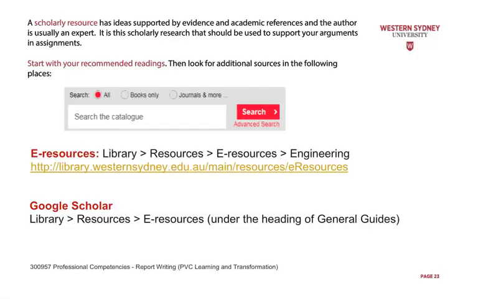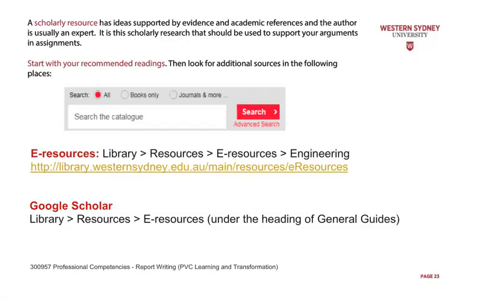When looking for articles to reference in your report, you'll want to use scholarly resources. A scholarly resource has ideas supported by evidence and academic references, and the author is usually an expert. It is this scholarly research that should be used to support your arguments in your assignments. So where will you find these kinds of articles? First, start with your recommended readings. Then you will look for additional sources in the following places, such as the e-resources in the library website. Go to Library, Resources, e-resources, then Engineering, and you should find tons of articles there.